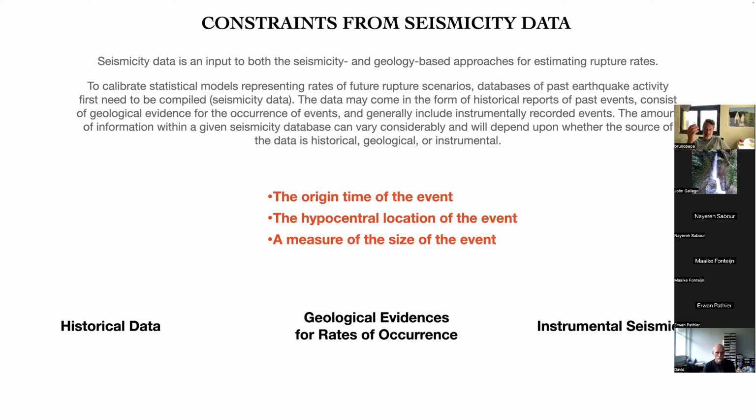Obviously, what we have is the origin time of the event, the epicenter location of the event, and a measure of the size of the event. These are the three main pieces of information that we need, where we have to constrain the expected seismicity rates from seismicity data.